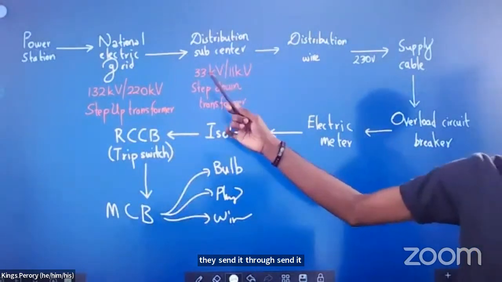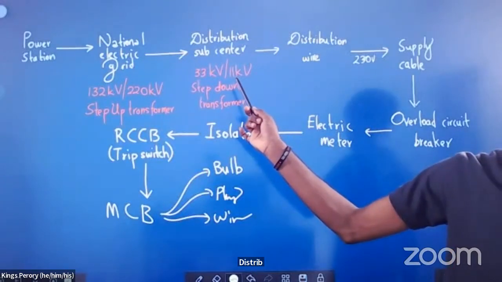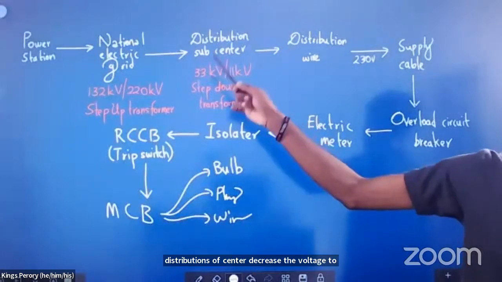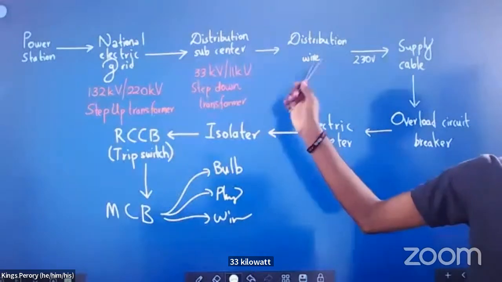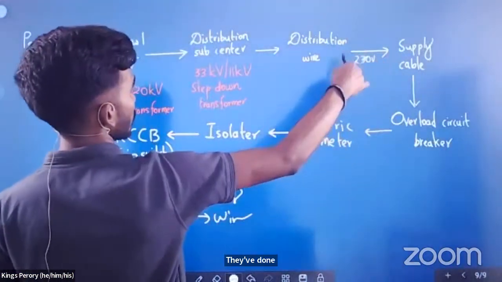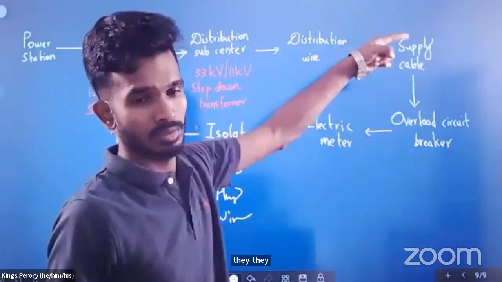The distribution subcenter decreases the voltage to 33 kilovolt, 11 kilovolt using a step-down transformer. They send it to our 3 wire. What is that 3 wire called? Distribution wire. Finally, the voltage becomes 230 volts. It is given into your house through the supply cable.